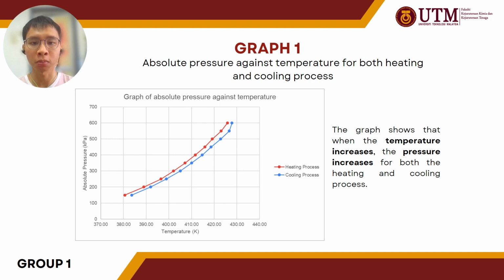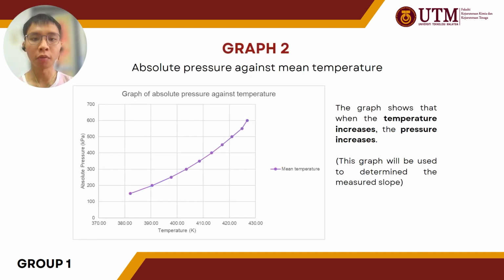and cooling process. Another graph of absolute pressure against mean temperature is sketched for the objective to determine the measured slope. This graph also shows the same result as previous graph, the pressure varied with temperature.